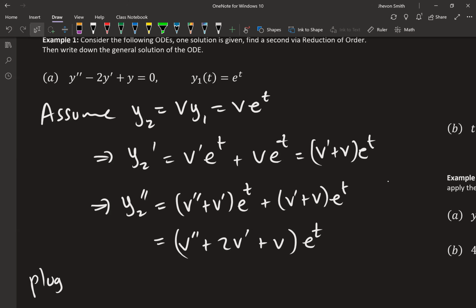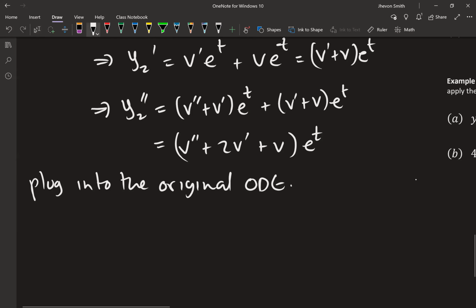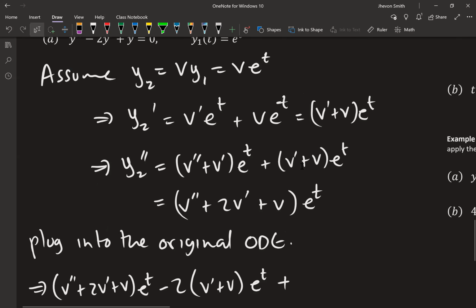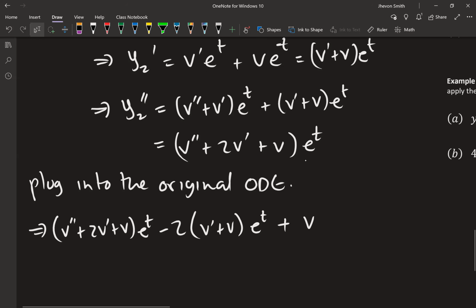Plug in to the original ODE. So I'm going to have y double prime minus 2y prime, so it's going to be this guy, minus 2 times the derivative, that's going to be v prime plus v, plus the original y, which I'm assuming is just v e to the t. That should be 0. I can divide both sides by e to the t.